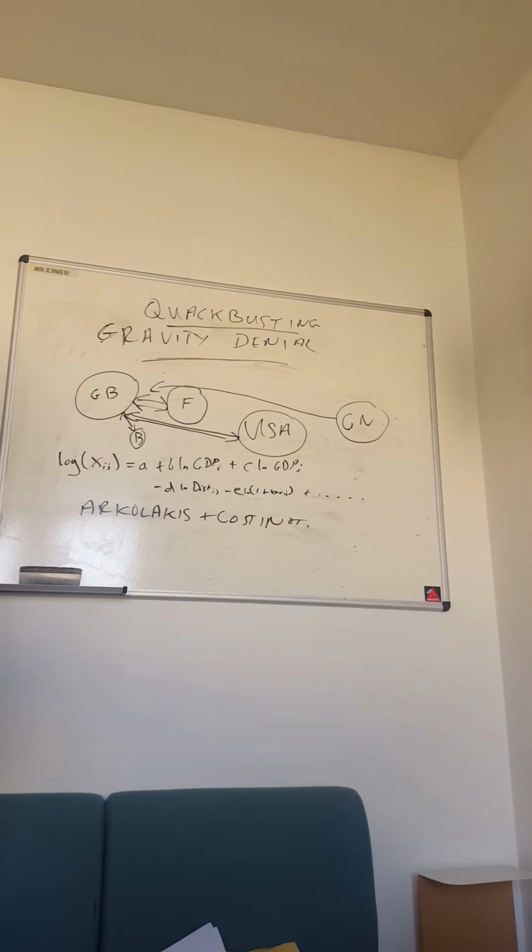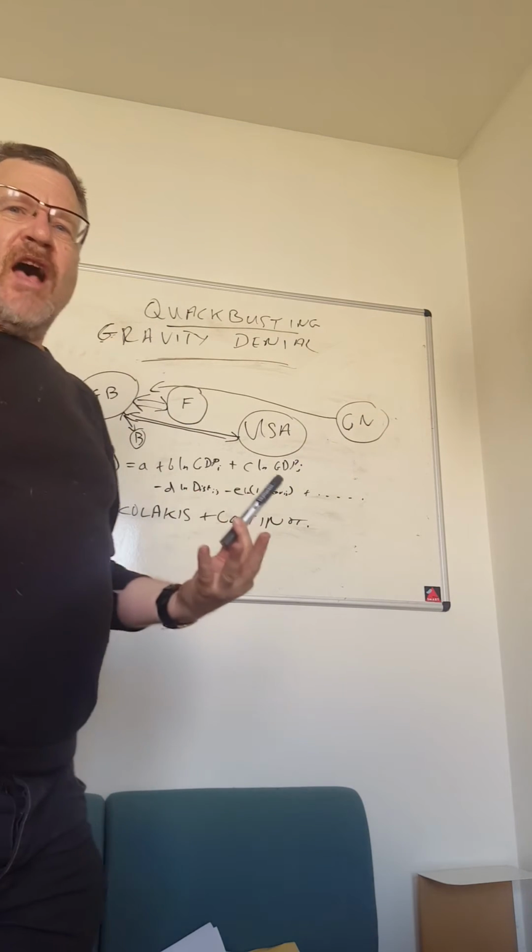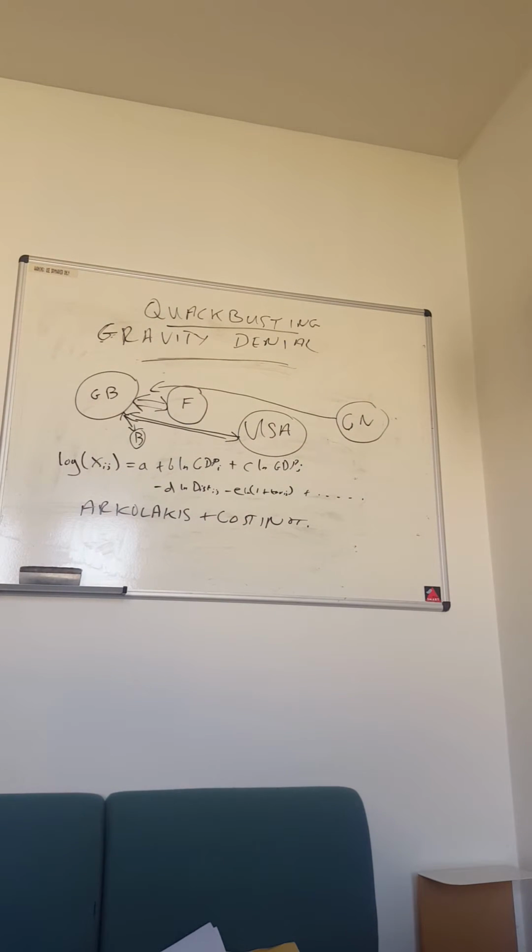They look at a whole variety of different theory-based models of trade, all of which are consistent with the law of comparative advantage, and they show that every single one can be written in terms of this gravity equation. Every single one.